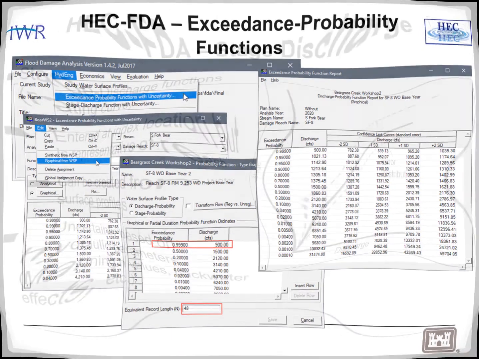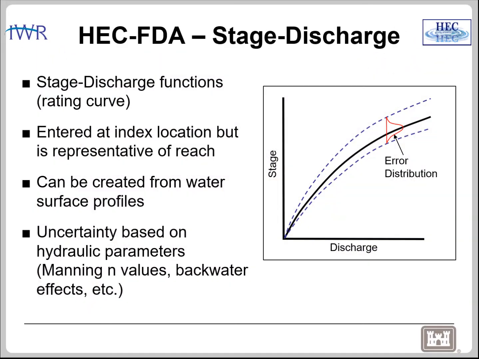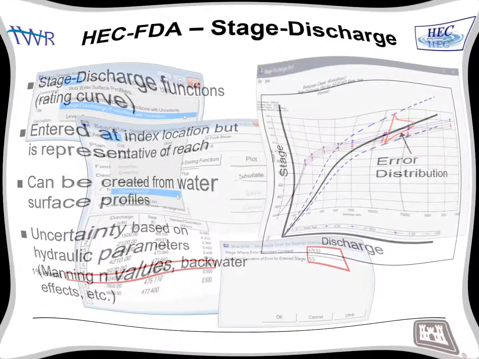The HEC-FDA stage discharge function, also known as the rating curve, is also entered at the index location. As stated before, the index location is determined as the best representation for the reach. And as with the exceedance probability functions, we will be generating the stage discharge functions from the water surface profiles. The uncertainty in this function is based on hydrologic parameters, such as the Manning's n value and backwater effects.